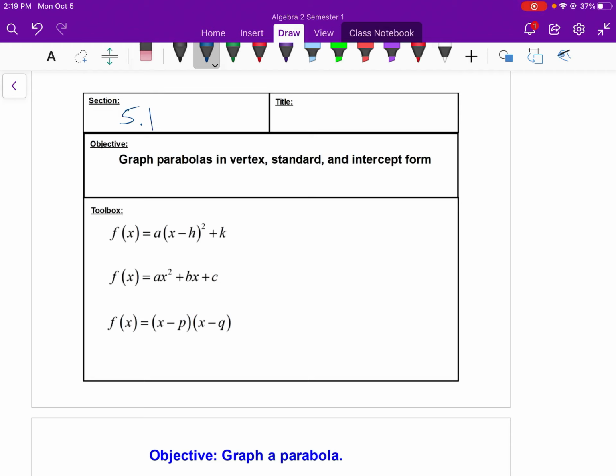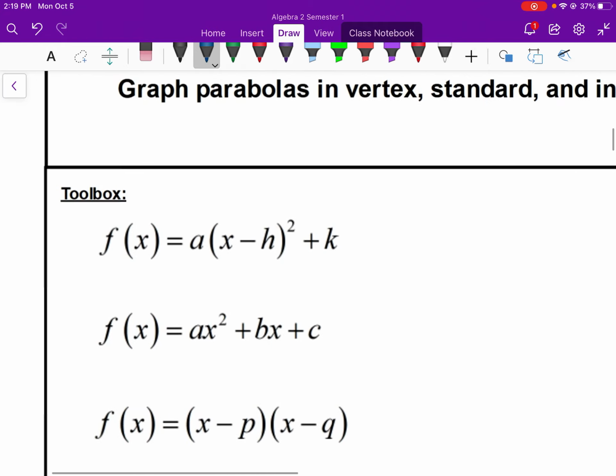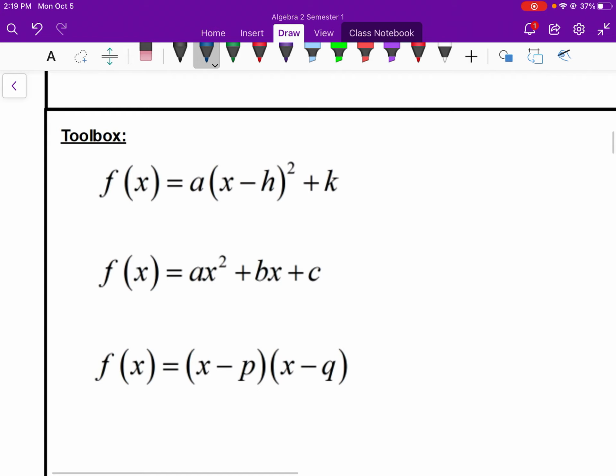Lesson 5.1, Graphing Parabolas in three different forms. We've got vertex, standard, and intercept form. So looking here, we have the three different forms. First one, we have vertex form.